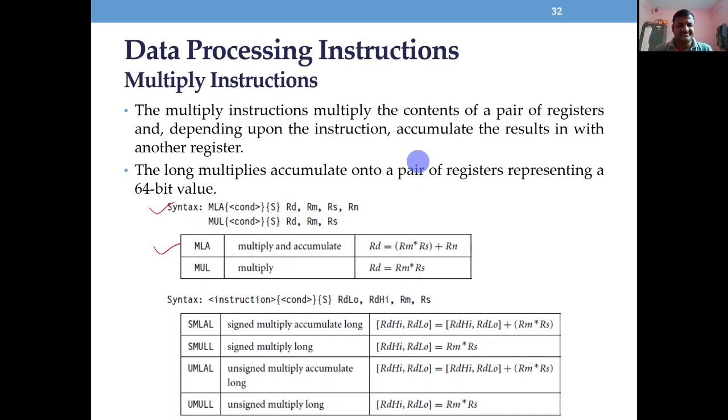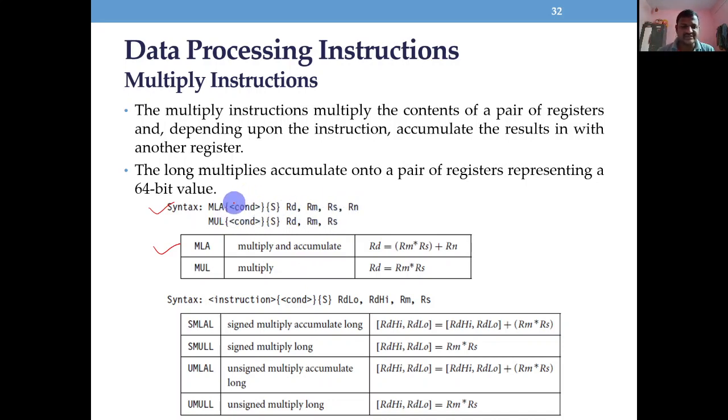Okay, done, copied. Okay, fine. So multiply, you know the working of the multiply instruction: multiply the two numbers and store the result. Now here is one more additional instruction, that is MLA, multiply and accumulate. Not only multiply, you can observe that this is the syntax of it.